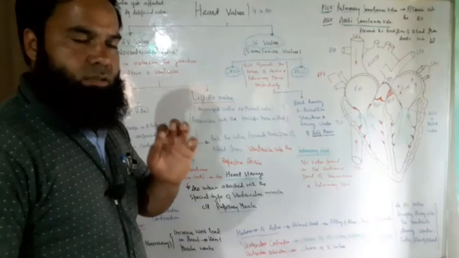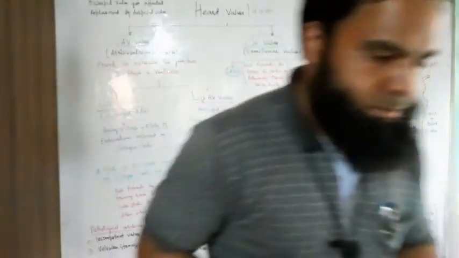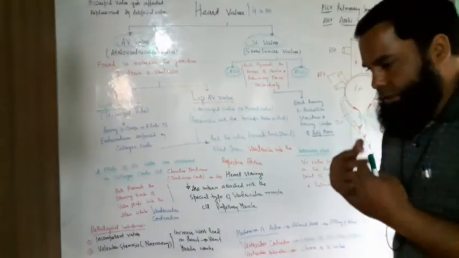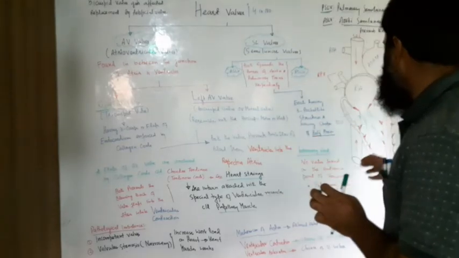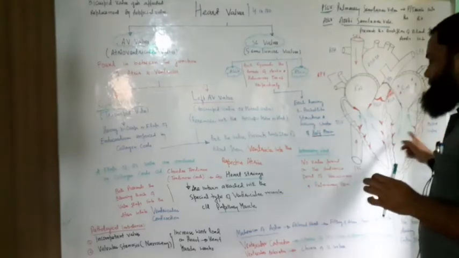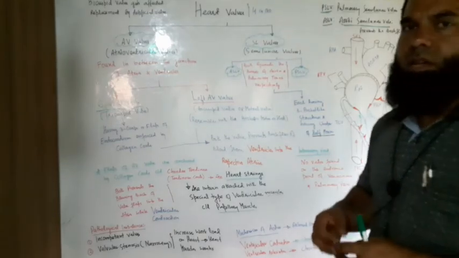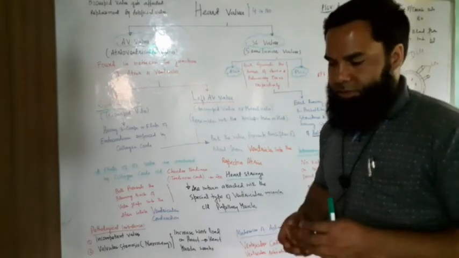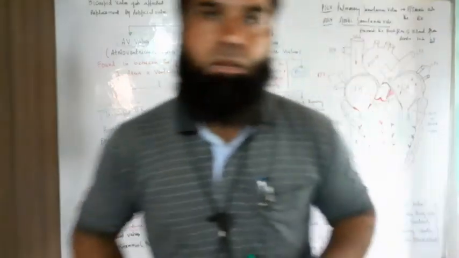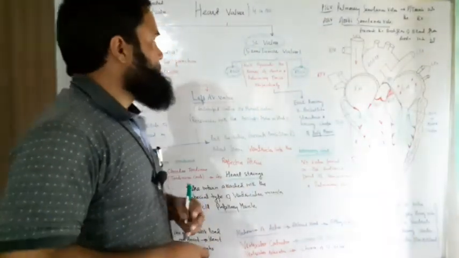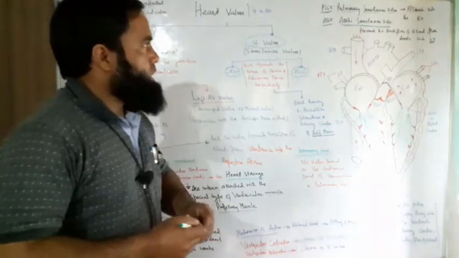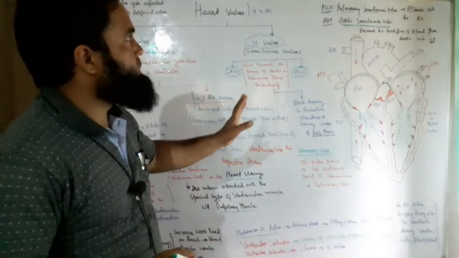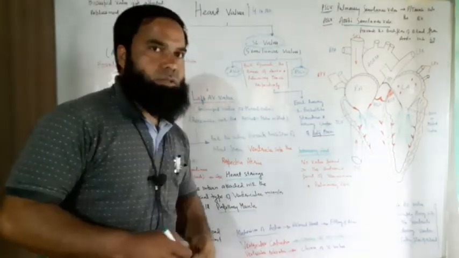But it is sad that of the two AV valves, the left AV valve, in the form of the bicuspid valve or mitral valve, gets mostly affected, and it can be replaced by an artificial valve. I hope that you have got the information regarding this topic, as I have furnished the whole information as far as the heart valves are concerned.